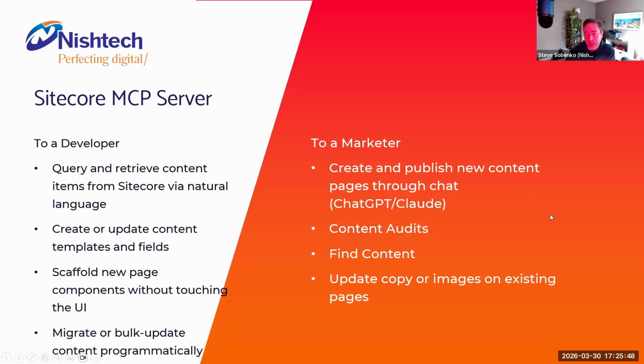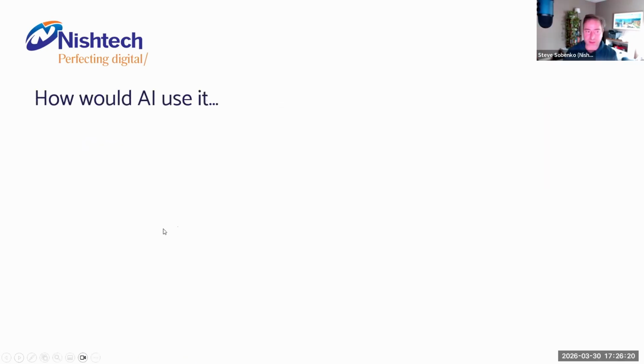From a marketing standpoint, kind of similar use cases, generating content directly from ChatGPT or Claude. Maybe we're doing a content audit. Want to say, tell me all the pages that are older than 5 years or 10 years. And it'll give me a report. Or find content. Or updating content, copy or images, finding things that might not be in compliance. I can feed it a document and say, here's my brand guidelines or my style guideline. Tell me all the content that doesn't abide by this. And it'll give you a nice report.